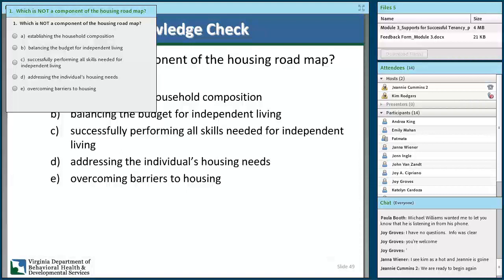So question 1 is, which is not a component of the housing roadmap? A, establishing the household composition. B, balancing the budget for independent living. C, successfully performing all skills needed for independent living. Or D, addressing the individual's housing needs. Take a moment to click on your answer.